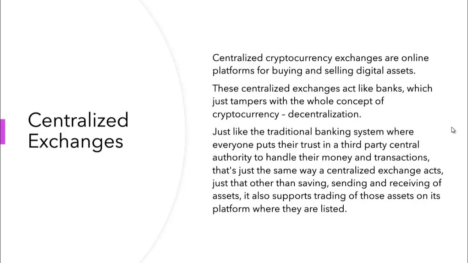So the concept of cryptocurrency is decentralization, which means you are in control of your money, you are in control of your assets, blah blah blah. But centralized exchanges breached that rule, they flunked it, because everybody now puts their trust in them. You put your money there, you trust them to help you execute your trades and all whatnot. So it just tampers with the whole concept of cryptocurrency. Cryptocurrency is for decentralization, damn it.